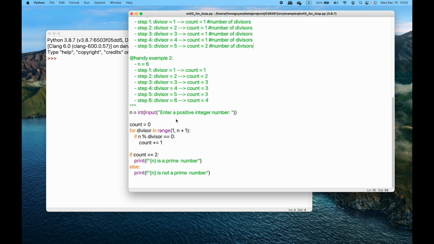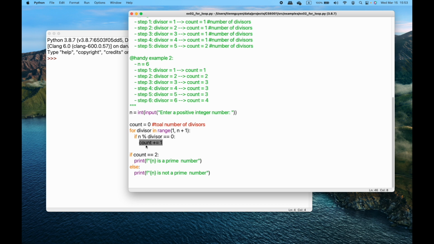Let's go through the implementation. Here is the function signature, with the input number n. It's a very normal step. And then we have the count variable, which represents the total number of divisors. We go through the numbers from 1 to n plus 1, and we check whether this divisor variable is actually a divisor of n. By using this expression, we increase the total number of divisors by 1.